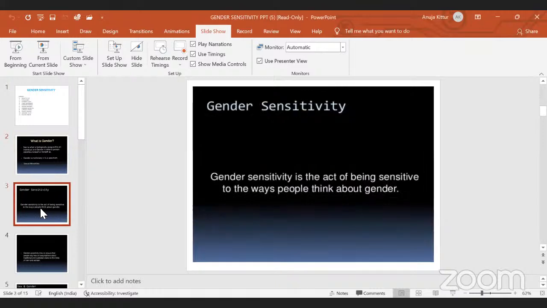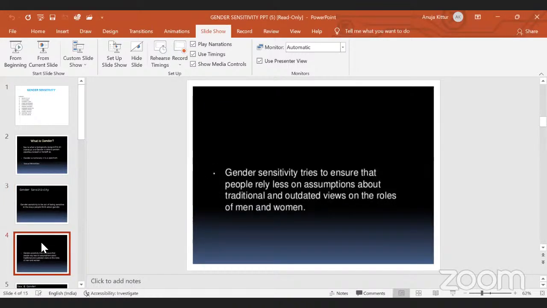Gender sensitivity is the act of being sensitive to the ways people think about gender. Gender sensitivity tries to ensure that people rely less on assumptions about traditional and outdated views on the roles.